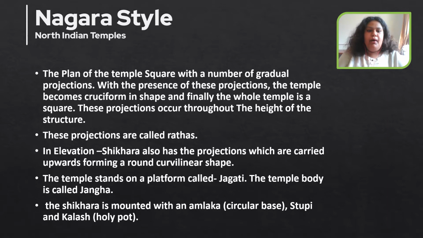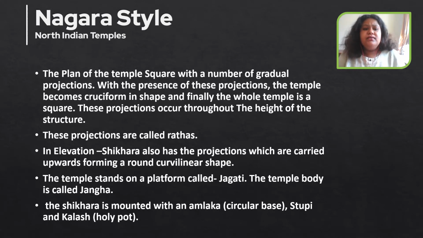In this lecture, I will be talking about the North Indian temple architecture, or the Northern or Nagara style of temple architecture. The plan of the temple is usually square in the North Indian temple architecture, with a number of gradual projections which are called urushringas, and with the presence of these projections the temple becomes cruciform in shape, and finally the temple is a whole square. Here it means that the plan is square, and the temple or the shikhara has certain projections. And when we have a bird's-eye view of the temple, it looks cruciform in shape, yet it looks like a proper square. So this is what it means here.